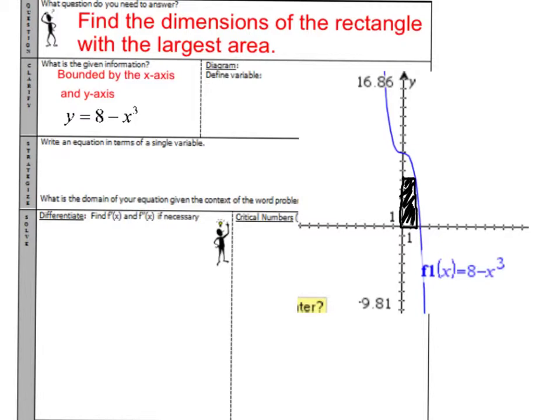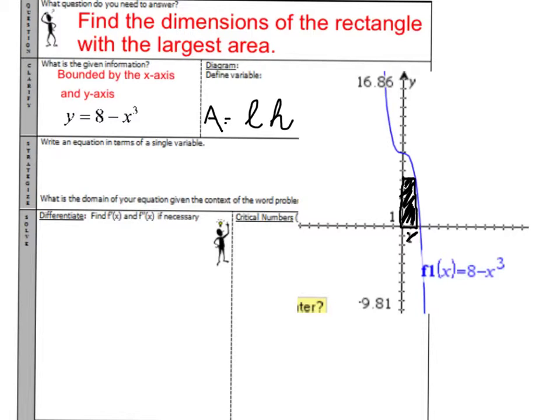Now, when we do this, we always are going to write an equation in a single variable, and the reason why is then we can take the derivative and set it equal to 0. So area of a rectangle. We know that area of a rectangle is length times width, or length times height, whatever you want to talk about. So for my rectangle, if you notice, the length here, or the base of the rectangle, is going to be x. Now, what is the height of the rectangle? Well, the height of the rectangle is determined by the function 8 minus x cubed.